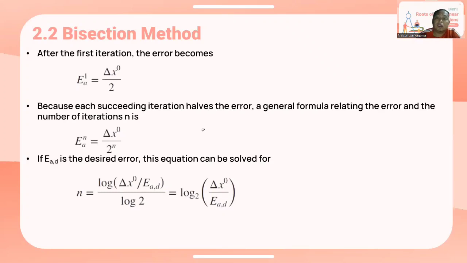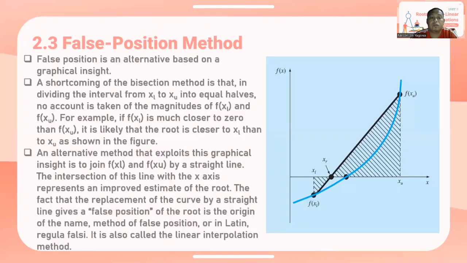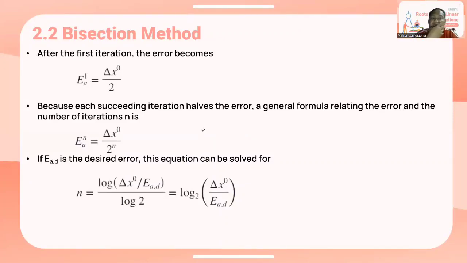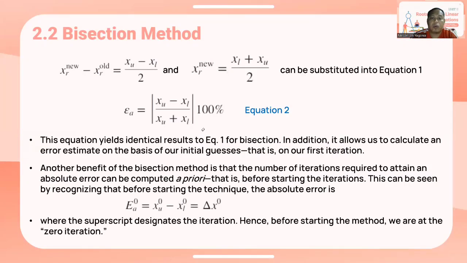E sub AD is the desired error. This equation can be solved for N, which is equal to the logarithm of delta X raised to 0 divided by E sub AD, over the logarithm of 2, which is equal to the logarithm base 2 of delta X raised to 0 divided by E sub AD. So that is how we can get the absolute error.